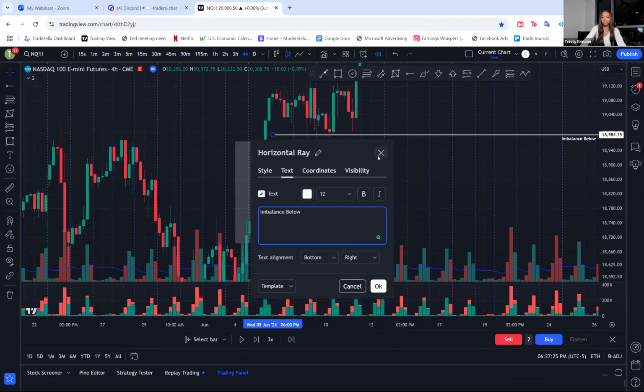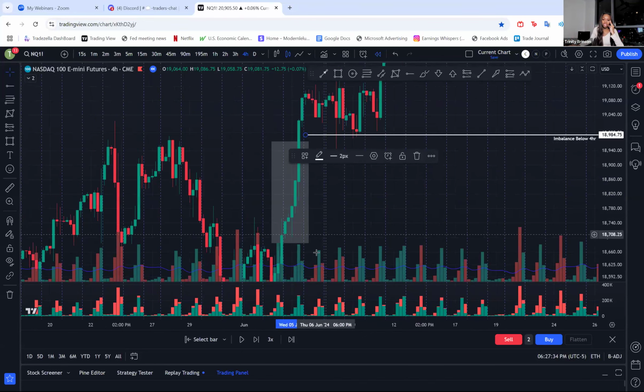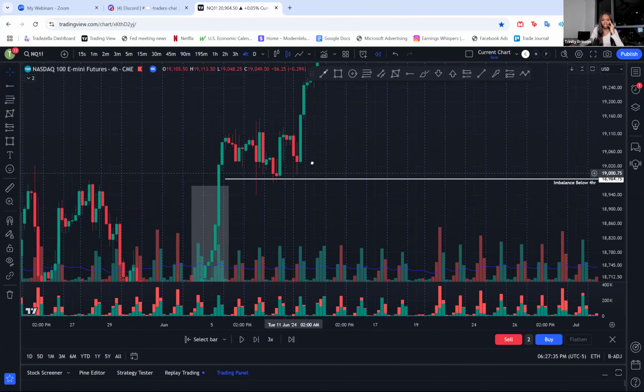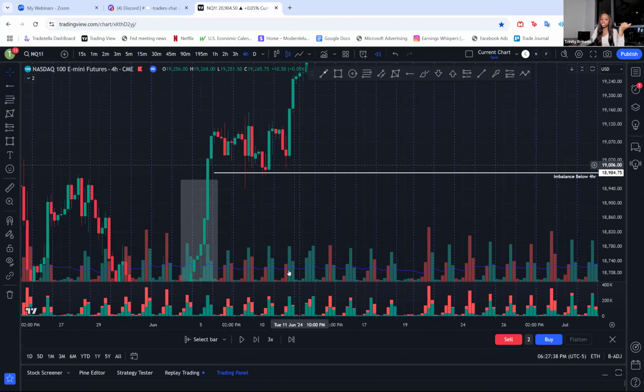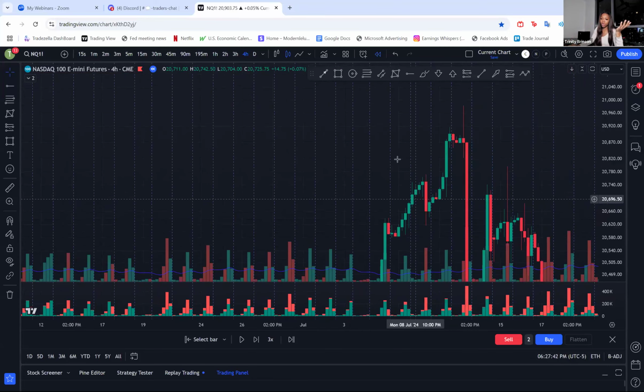But if it was opposite, it'd be imbalance above. And then this is a 4-hour, you just add your time frame. All right, so imbalance below on that 4-hour, fill the imbalance. That's what we're looking for, but we never fill. Okay, now imagine I take these levels off my chart because we start to move up, right? I'm not going to be aware of these levels.